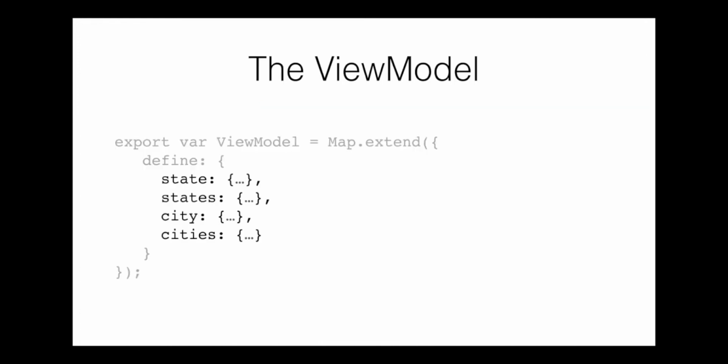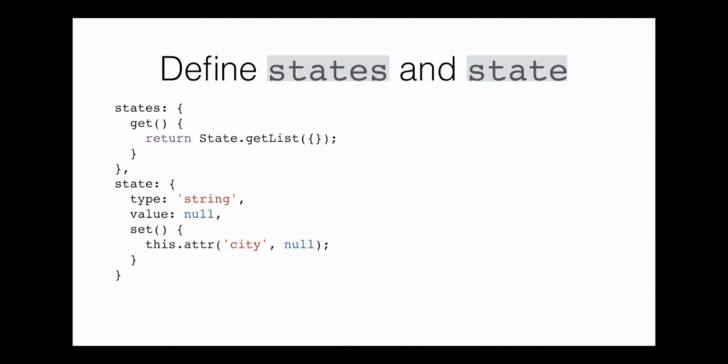From a high level, this is what our view model looks like for this. We have the state property, which is the user selected state, the states property, which is the list of available states, the city property, the user selected city, and cities, which is the list of available cities. Let's take a look at the define for states and state. For states, we just have the getter defined, which returns a list of states from our state model. This can be an asynchronous request to the server, and thus it returns a promise. This allows the views to easily create loading states by checking if the promise has been resolved.